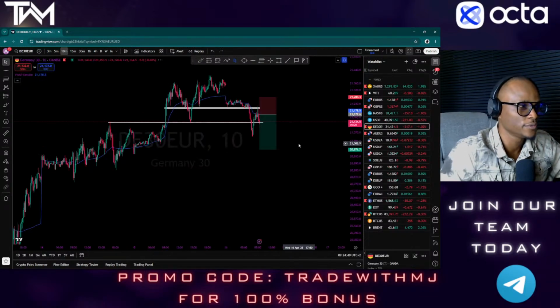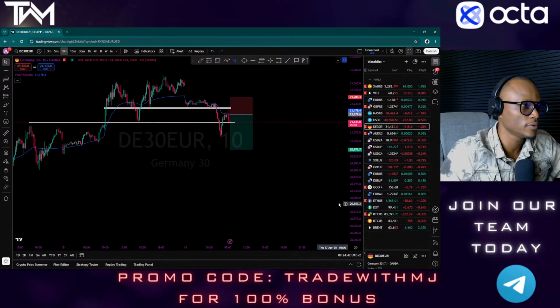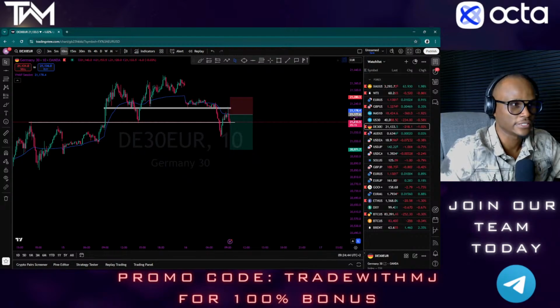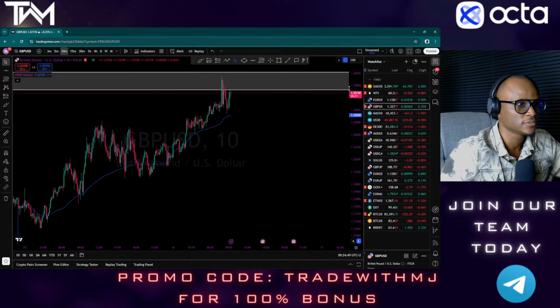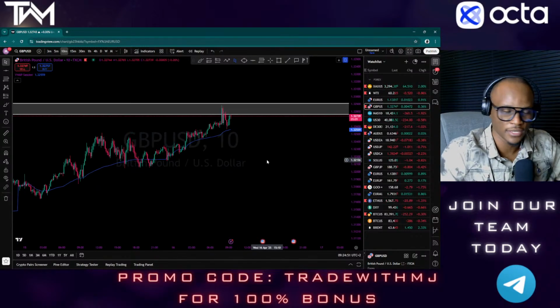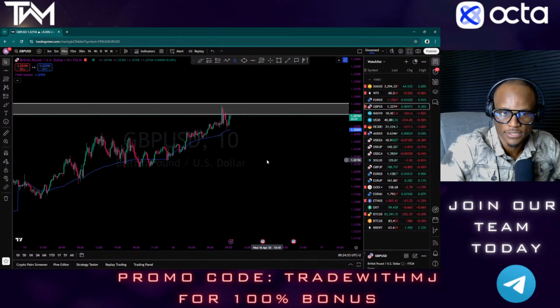Man, that German is going down, still going down by 1%. I cannot take it at this point. As I said earlier on, it's too low for my liking. British pound, give me something to buy. I'm going to be aiming for 30 pips to the downside.